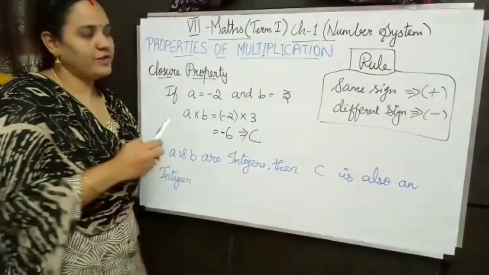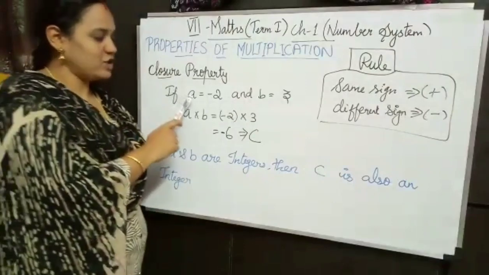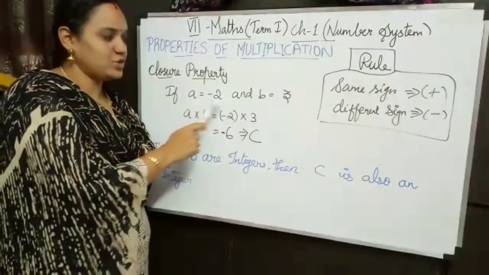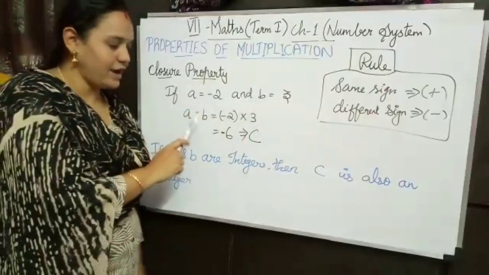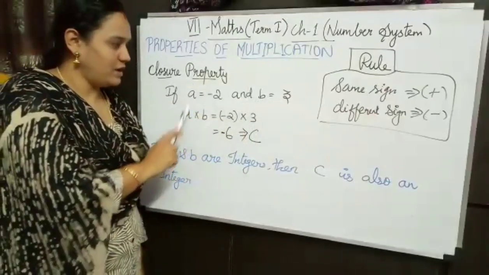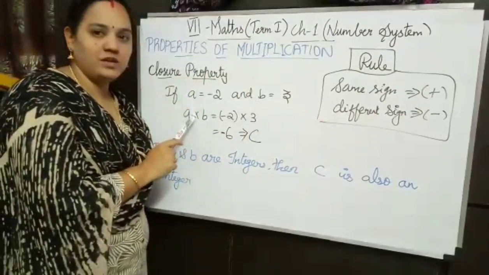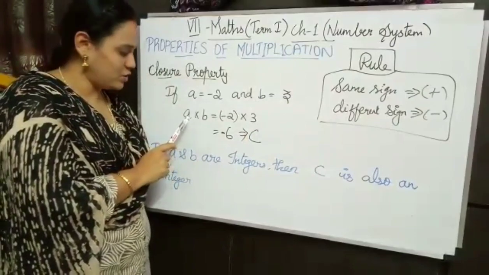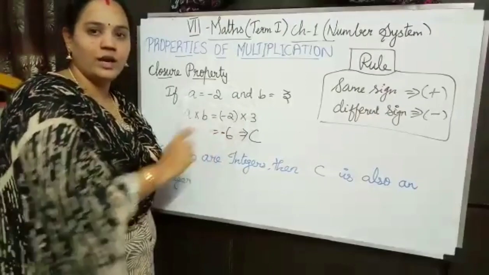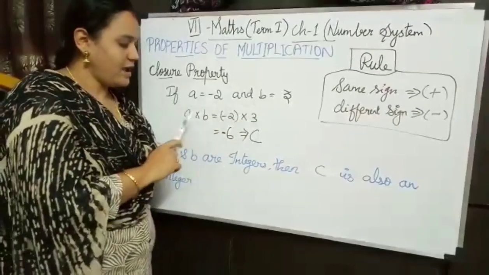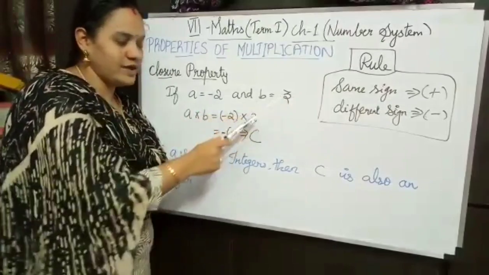Now the first property is closure property. Let us assume the value of A as -2 and the value of B as 3. We are multiplying A into B. Since we are doing the properties for multiplication, our operation should be multiplication here. So A into B, we are multiplying these given two integers A and B. A into B is equal to -2 into 3.